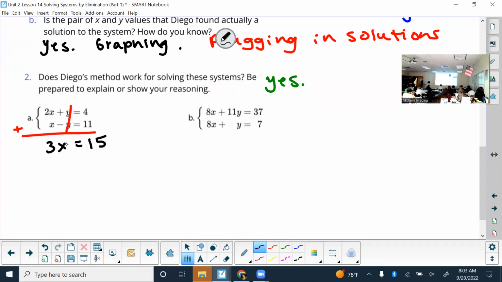Opposite of multiplying 3 and whatever you do on one side. And yeah, x equals 5. Good. We still have to solve for the y. So how do I solve for y?